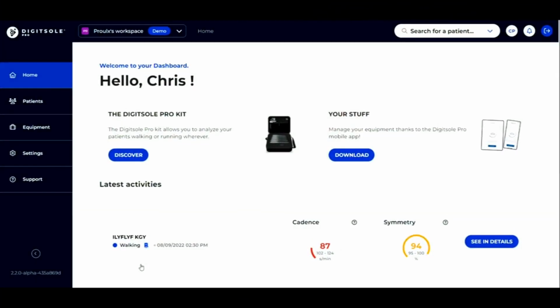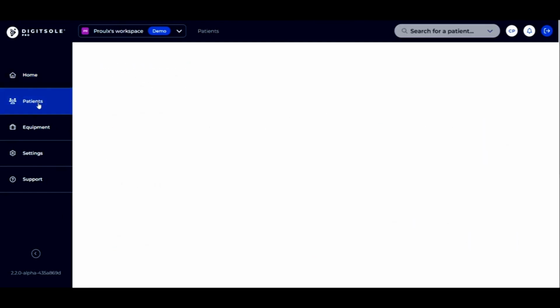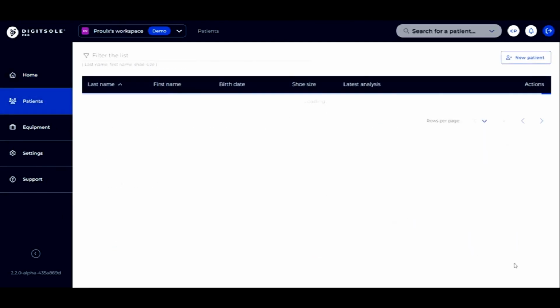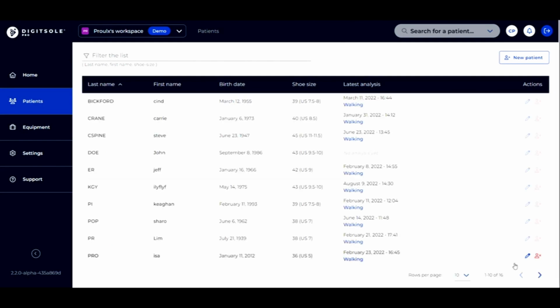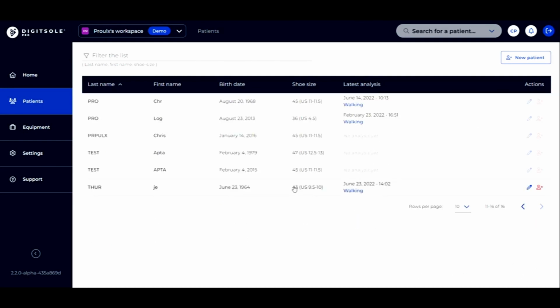Let's look at a running analysis. So you've completed the acquisition successfully, and you're going to be able to open this up on your mobile device or on the computer. So from my landing page, I click on Patients, and you're going to find the patient that you're interested in reviewing.